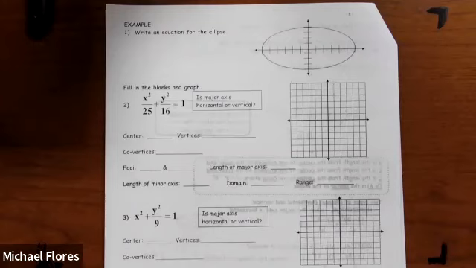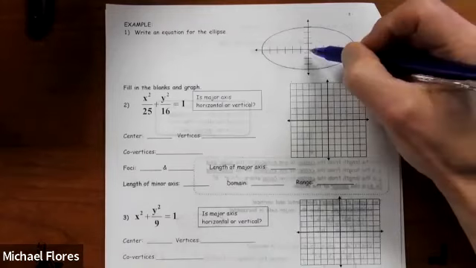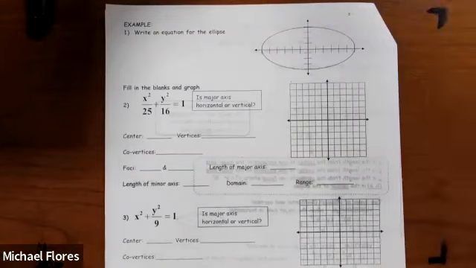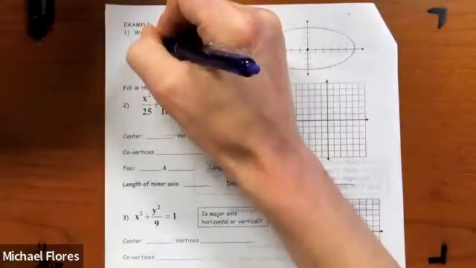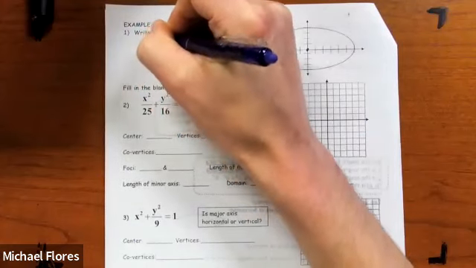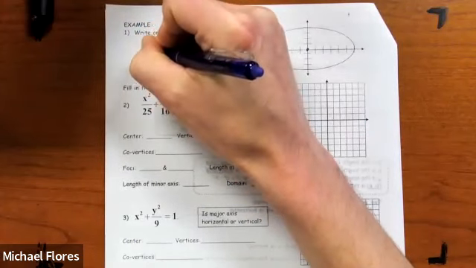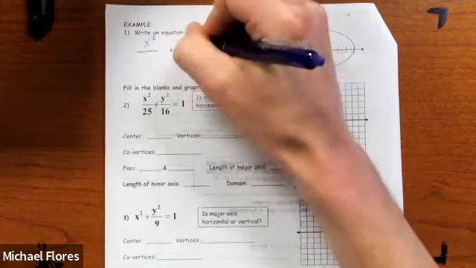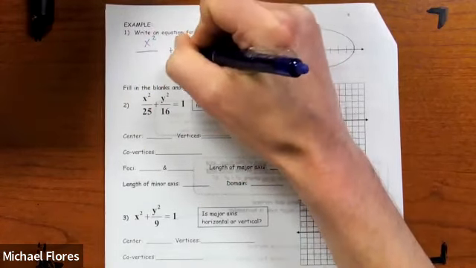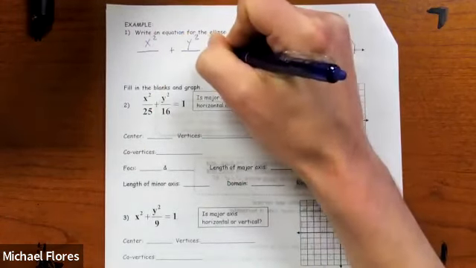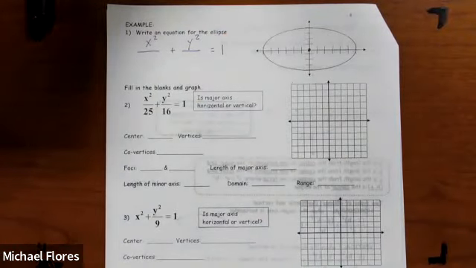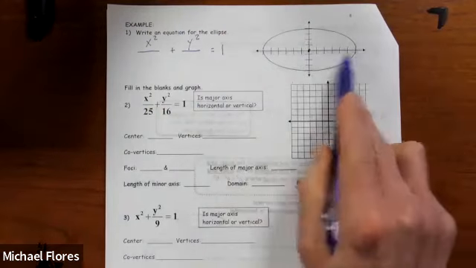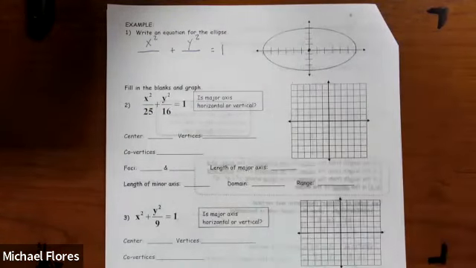Example 1, write an equation for the ellipse. We can tell by this graph that we are at the origin here. So when there's no vertical or horizontal shift, we're going to be x squared over something plus y squared over something, and we're going to be equal to 1 here. Now take note of which axis is the dominant axis. In this case, it's the x-axis because it's the one that is longer.